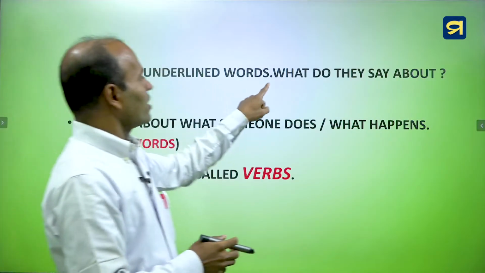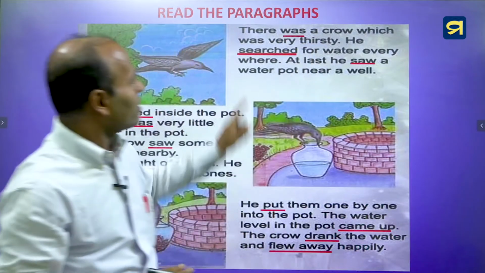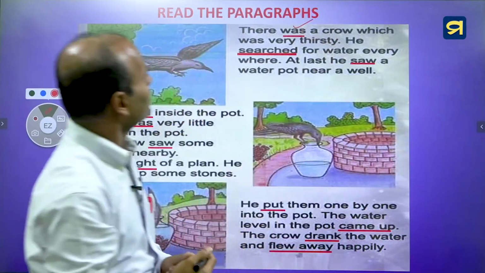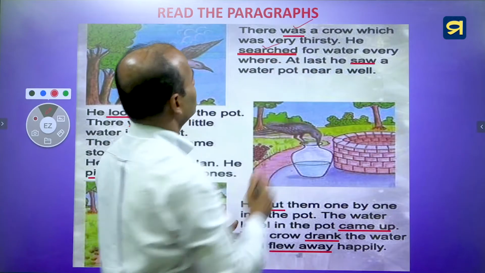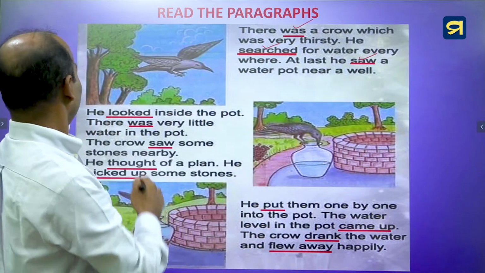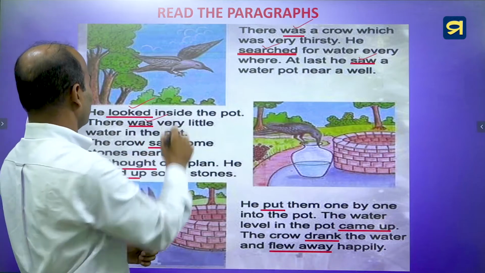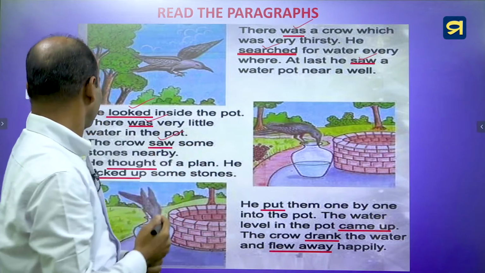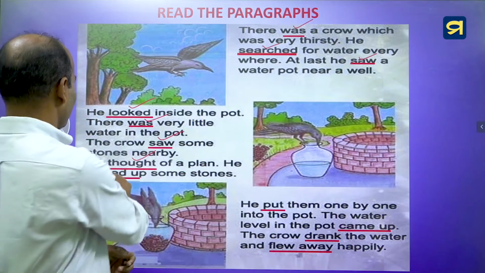Mark the underlined words. What do they say about? You might have seen here some words are underlined. There was a crow which was very thirsty. He searched. Again he saw. Likewise looked. In this sentence was. Again you will see here saw. He thought of a plan, thought, and picked up.